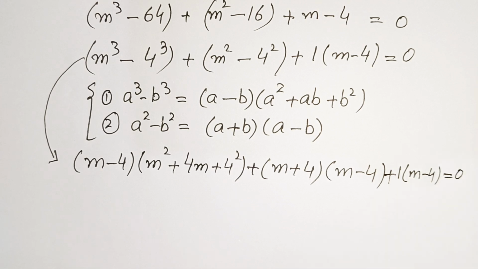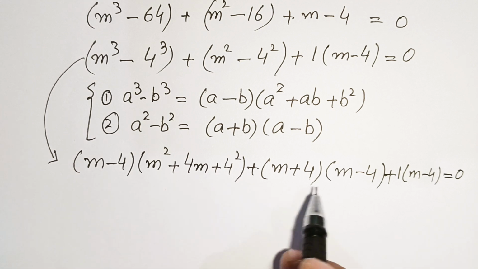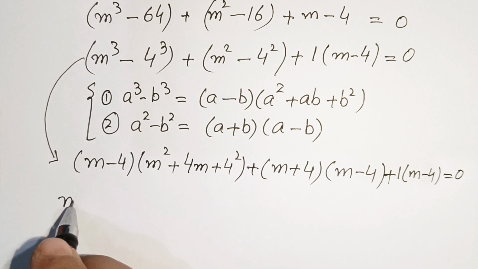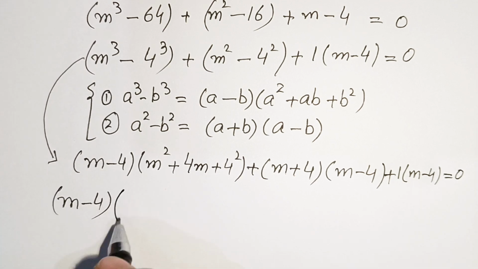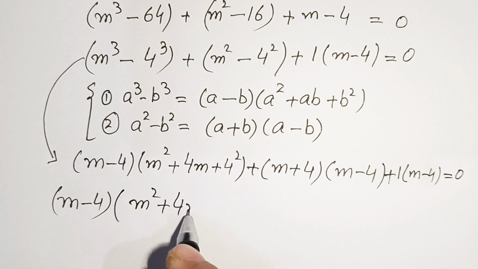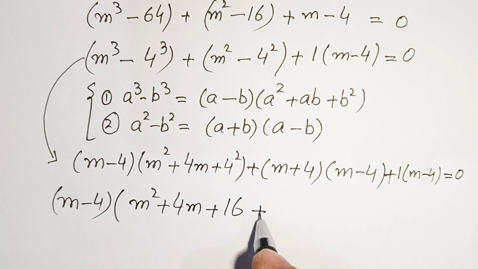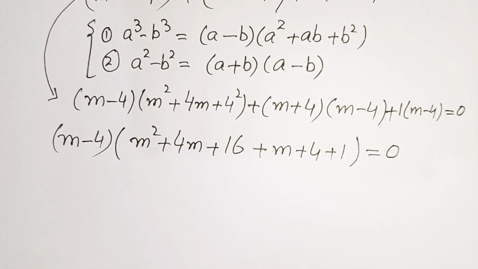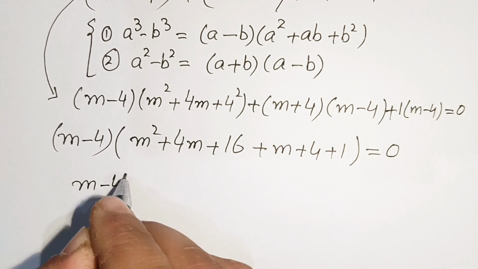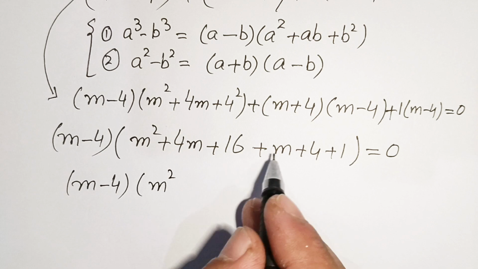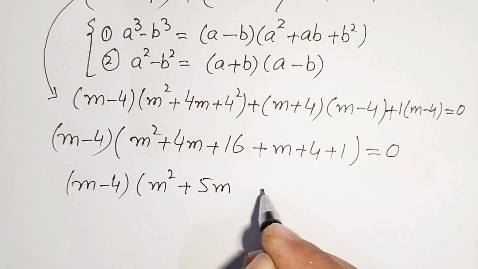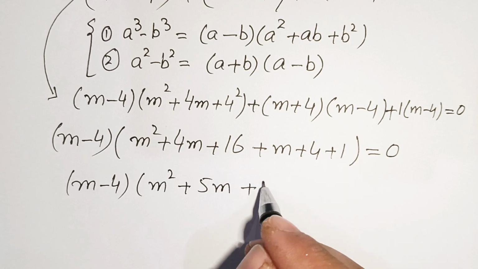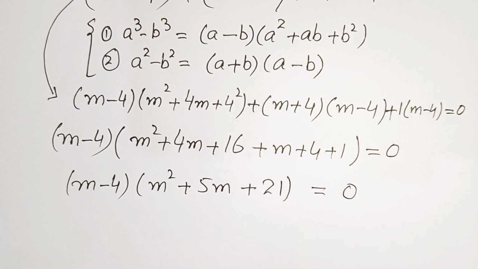Now m minus 4 is common, so taking m minus 4 common, inside the bracket we have m squared plus 4m plus 4 squared, which is 16, plus m plus 4, plus 1, equal to 0. Our next step: m minus 4 times m squared plus 4m plus m is plus 5m, and 16 plus 4 is 20, plus 1 is 21, which is equal to 0.